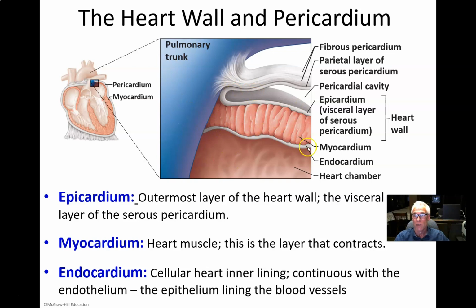The inner surface of the myocardium is lined by endothelial cells. Same kind of simple squamous epithelial cells that line all the blood vessels and that form the walls of the capillaries. So this is called the endocardium, the inside lining of the heart.